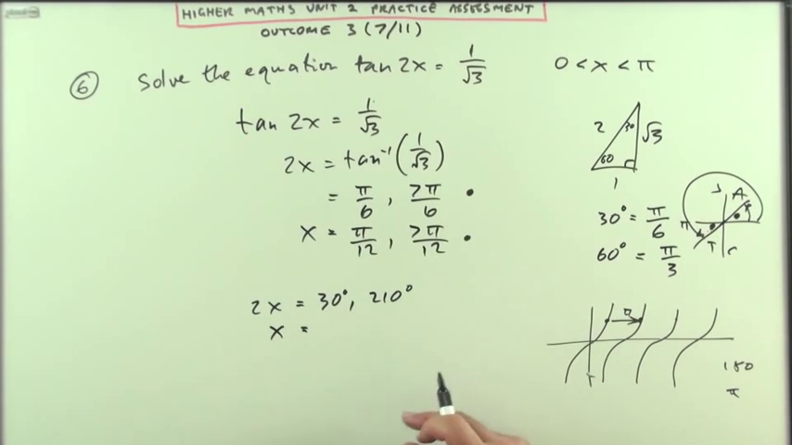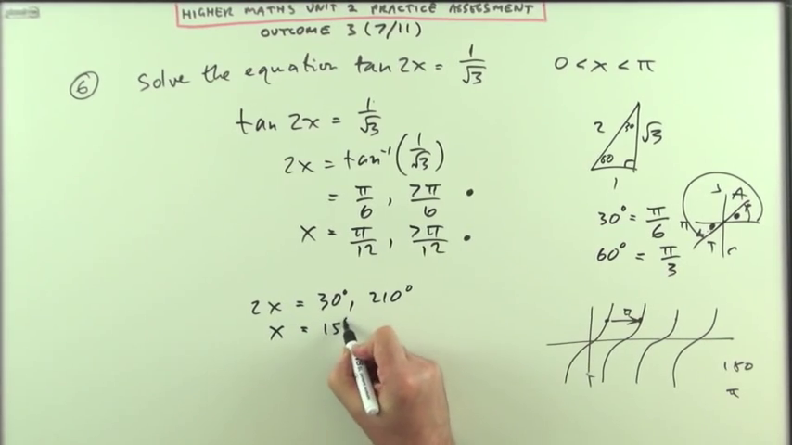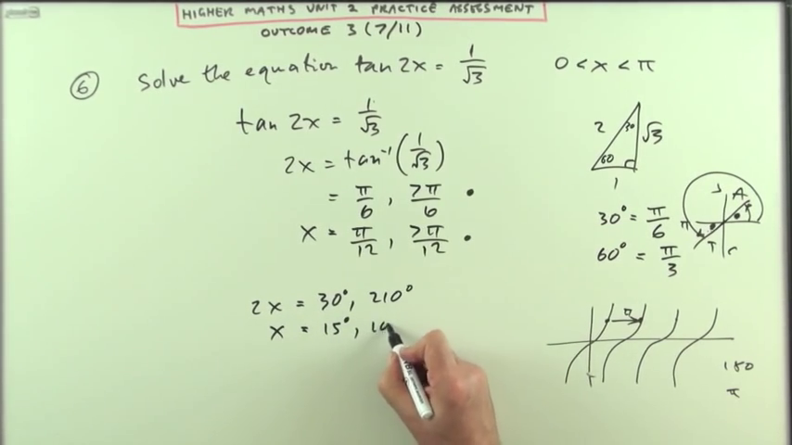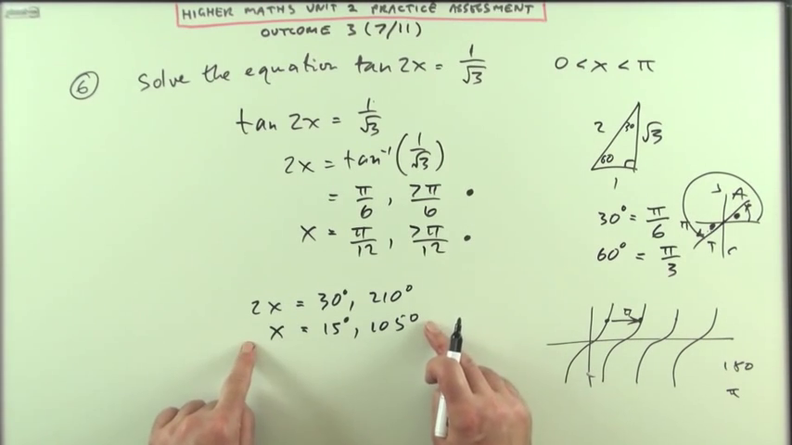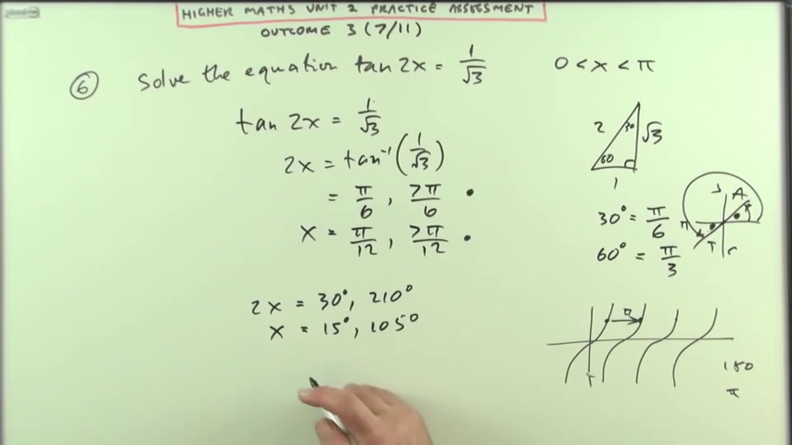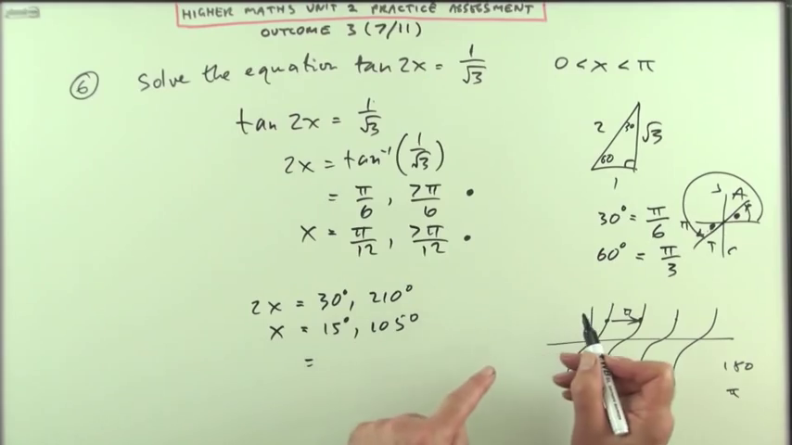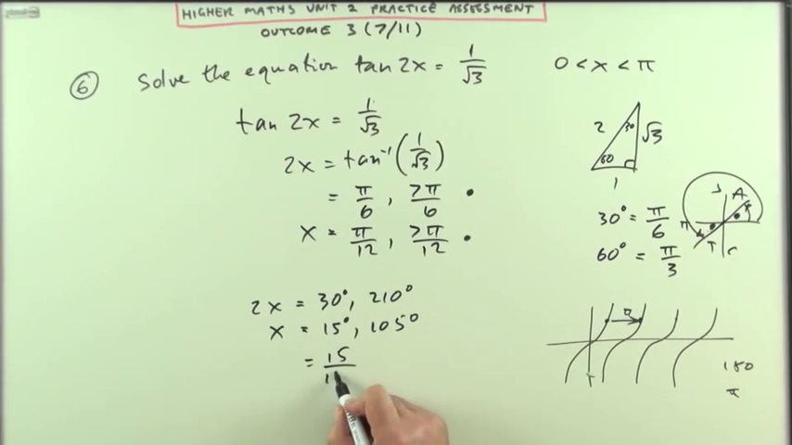You have to get to the final answer now if you want to take this particular route. So halving it would be 15 degrees, and halving that would be 105 degrees. But to get the full 2 marks, if you just leave it like this, you'll only get 1 out of 2. I'll have to change them back again. So you think, how do I go from degrees to radians? Well, divide by 180, because that would knock out the degrees, and multiply by pi radians.